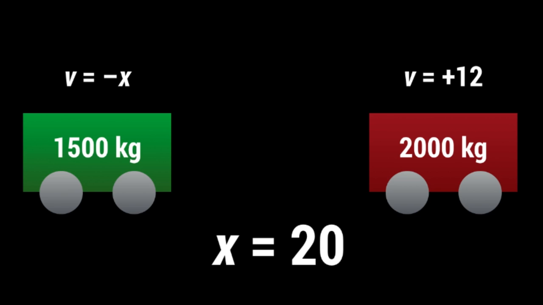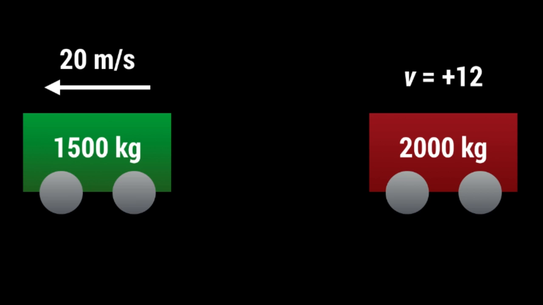Solving for x, we will get that x equals 20, or in other words, the green car is moving in this direction at a speed of 20 meters per second. That wasn't all that hard, so let's have another example problem.